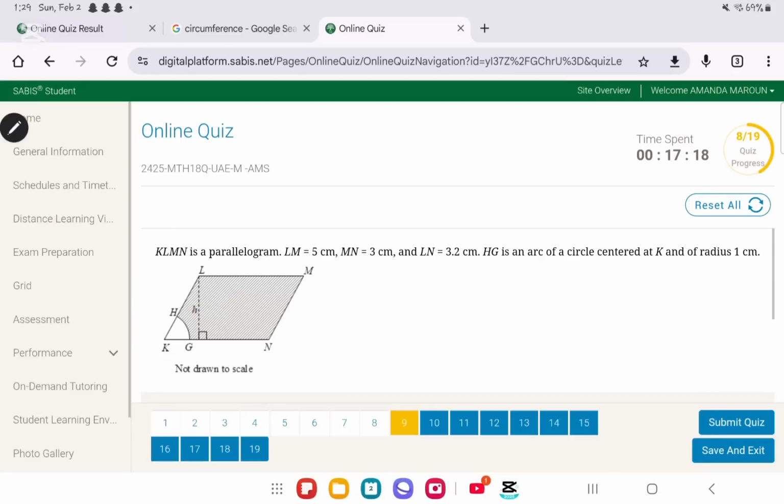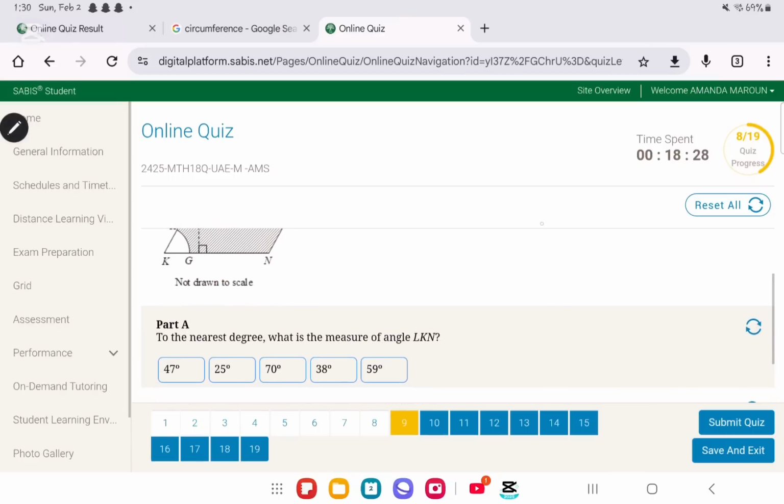This question is really an interesting question. KLMN is a parallelogram. We know that LM is 5 centimeters, MN is 3 centimeters, LN is 3.2 centimeters. Since it's a parallelogram, this side is 3 and this is 5, because they are parallel and congruent. Not all, only the parallel sides are going to be congruent. They told us that the arc has a radius of 1, so this is 1 centimeter.